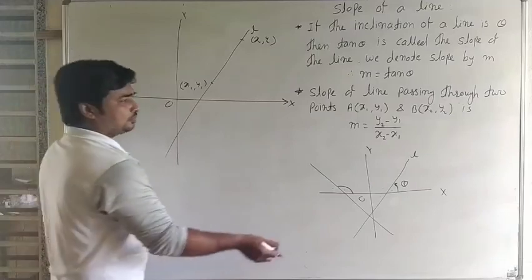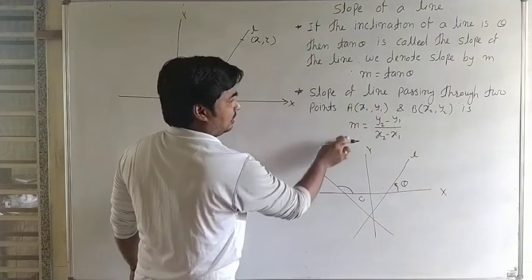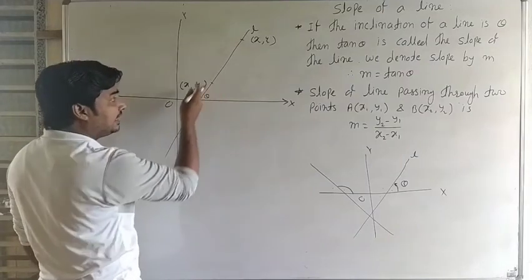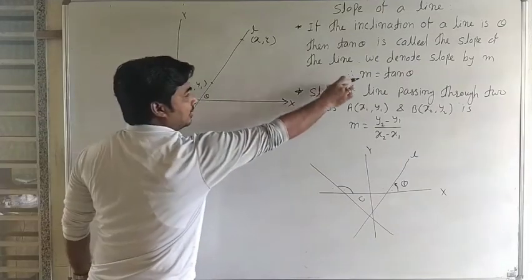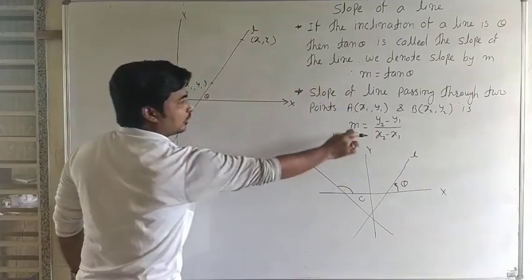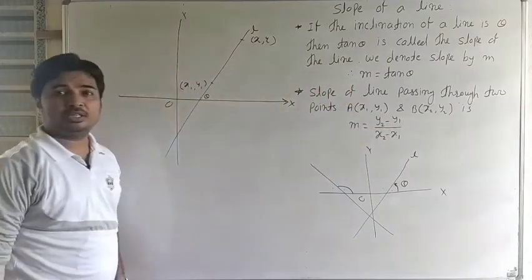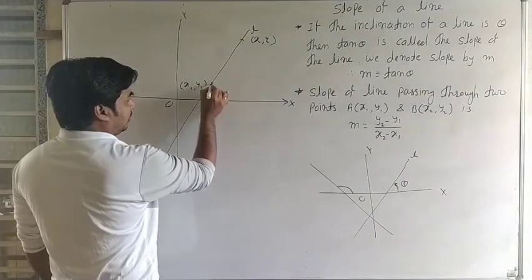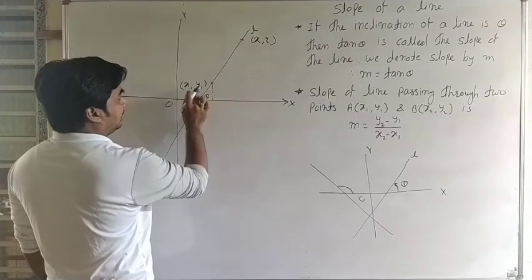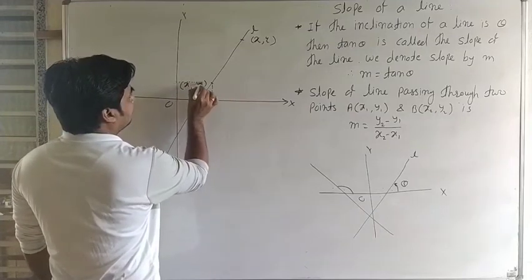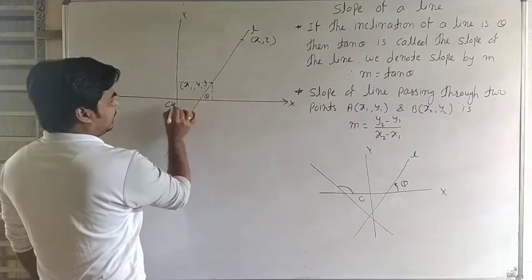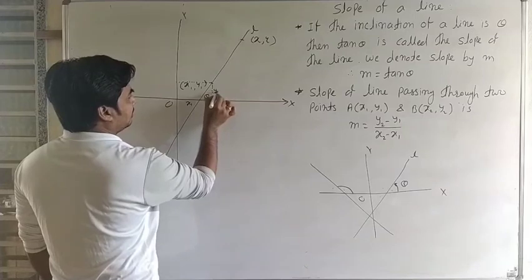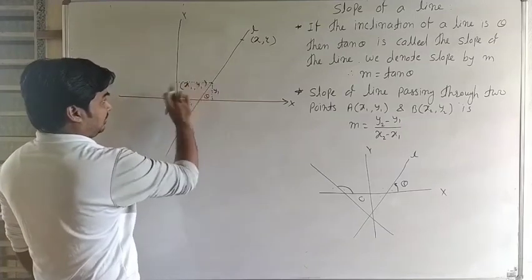Here we see the relation between these two. It is a line, and it makes an angle theta, that is the inclination theta. Therefore the slope of the line is tan theta, and the slope of the line passing through 2 points is y2 minus y1 upon x2 minus x1. Here this point is x1 comma y1. That means this distance is x1 and this distance is y1.